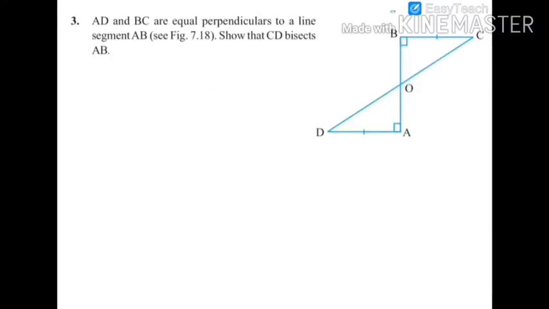Question number 3. AD and BC are equal perpendiculars to line segment AB. Show that CD bisects AB. Let's write down what is given in the question. AD is equal to BC and AD and BC are also perpendiculars to AB. So we can say angle B is equal to angle A as both are 90 degrees.